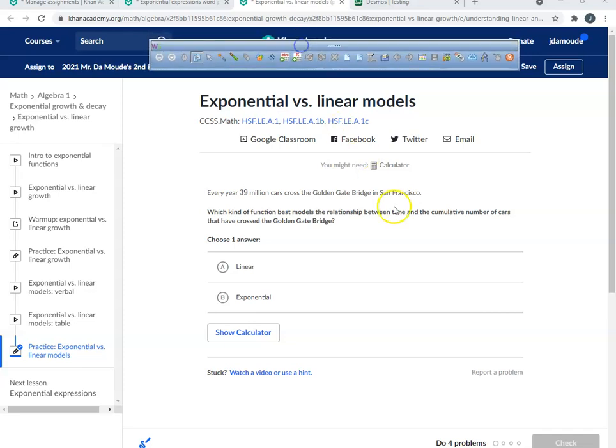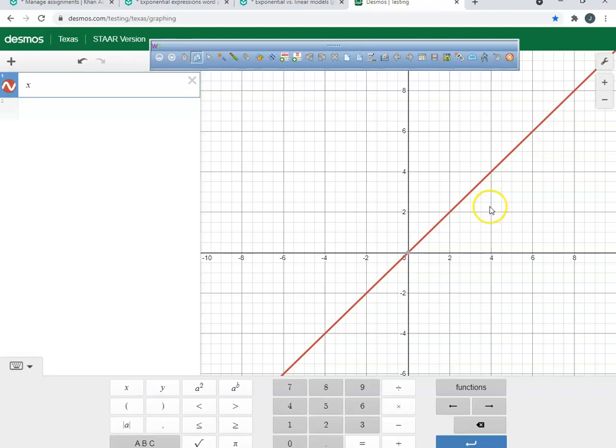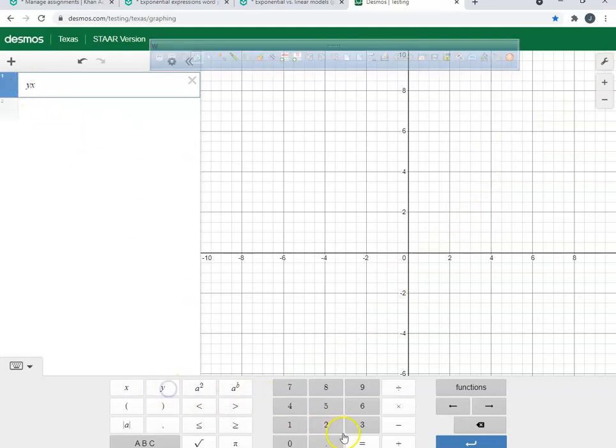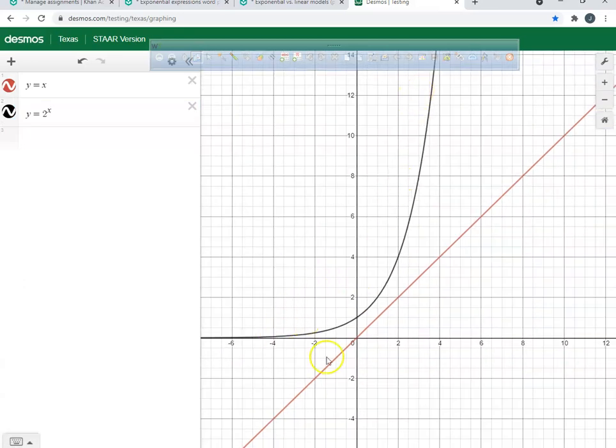So we're going to be looking at the difference between exponential models and linear models. Whenever you're looking at exponential versus linear, let's put the parent function for all lines, y equals x. And for an exponential problem, we're just going to put y equals 2 to the power of x. So you can see the difference between an exponential model and a linear model. You can clearly see that's a curve and that's a line.